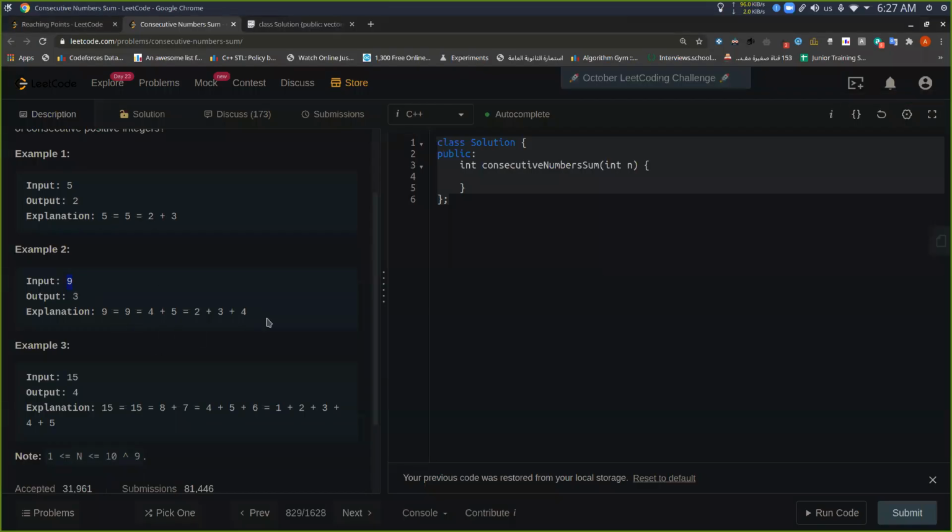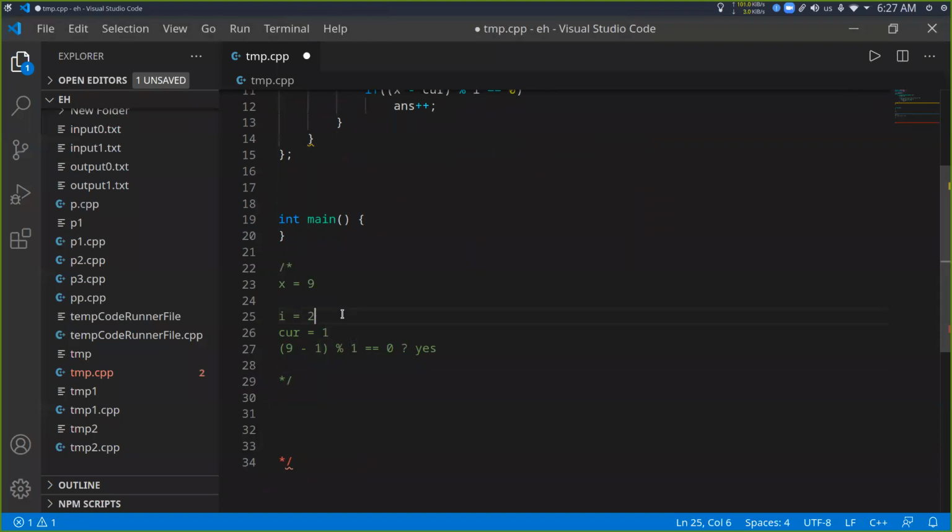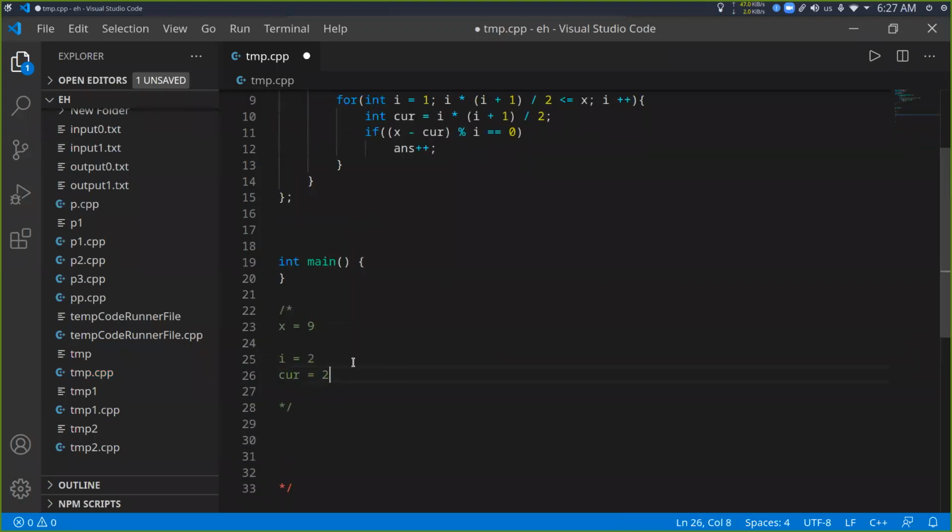So after going through 1, we'll go through 2. What's the value of current now? Current will be 2 times 3 over 2, which is 3. So the value of current is 3. And here let's check. Is 9 minus 3 divisible by 2? What's the value of 9 minus 3? It's 6. So 9 minus 3 is 6. Is 6 divisible by 2?